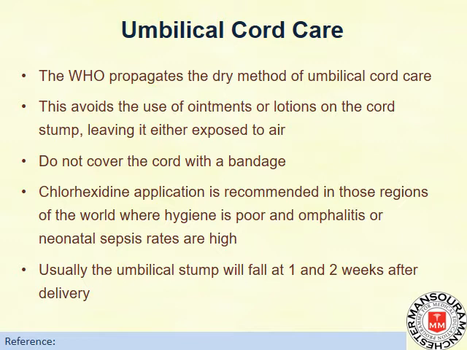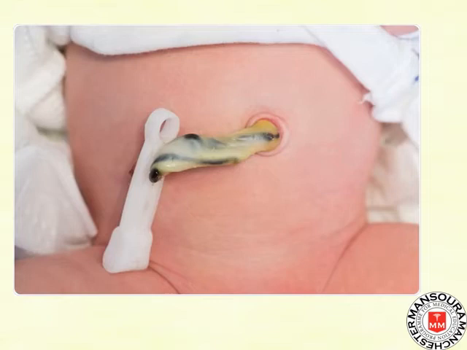However, chlorhexidine application is recommended in regions of the world where poor hygiene is there, like in the developing countries, because of the risk of infection of the umbilical cord, which is omphalitis or neonatal sepsis. To avoid that, you have to apply chlorhexidine lotion. Usually, the umbilical stump will fall between 1 to 2 weeks after delivery. And this is a picture of a clean, dry umbilical stump without sepsis, without infection.